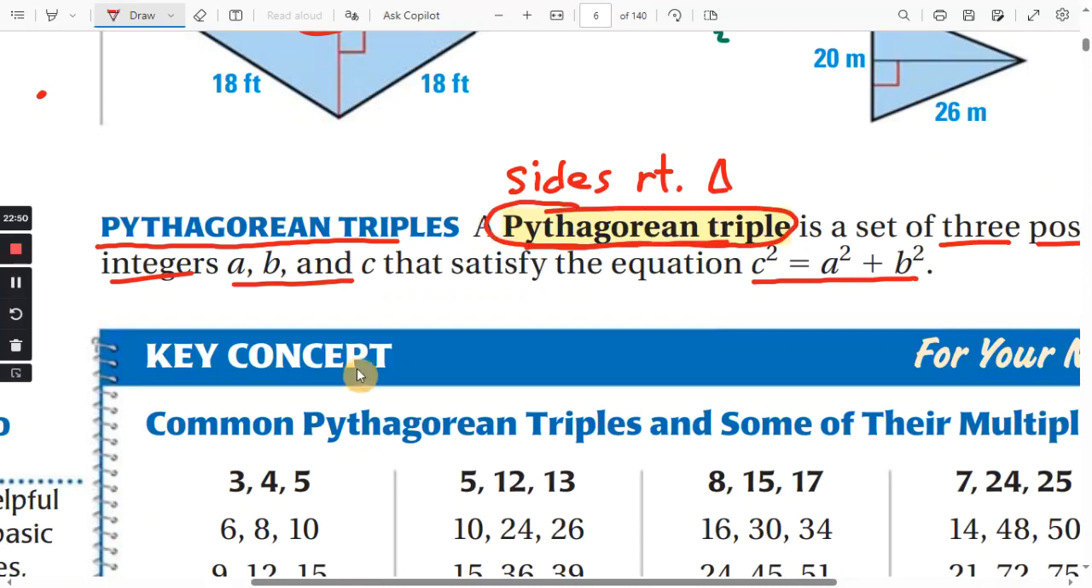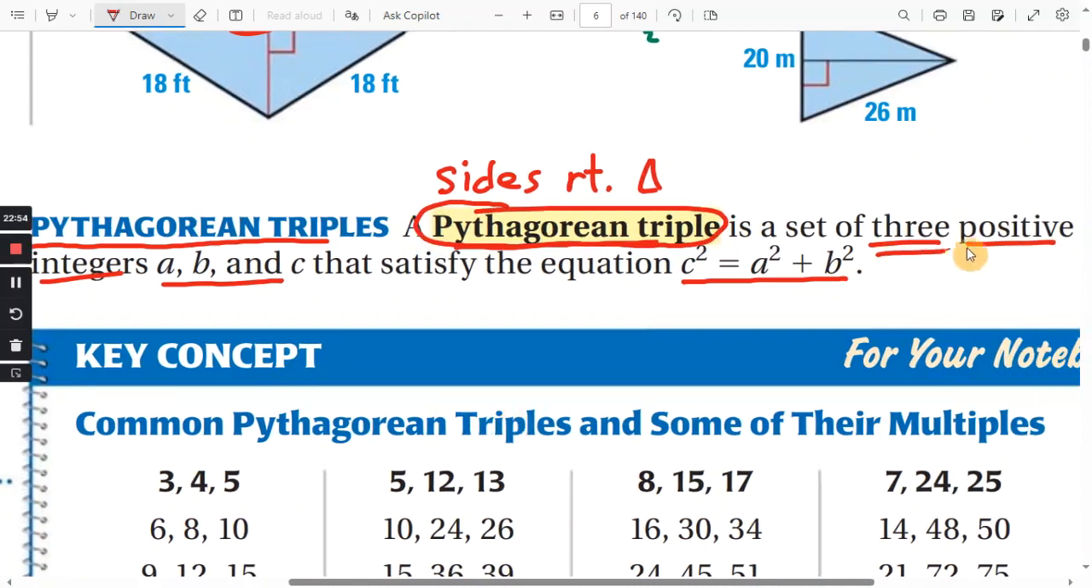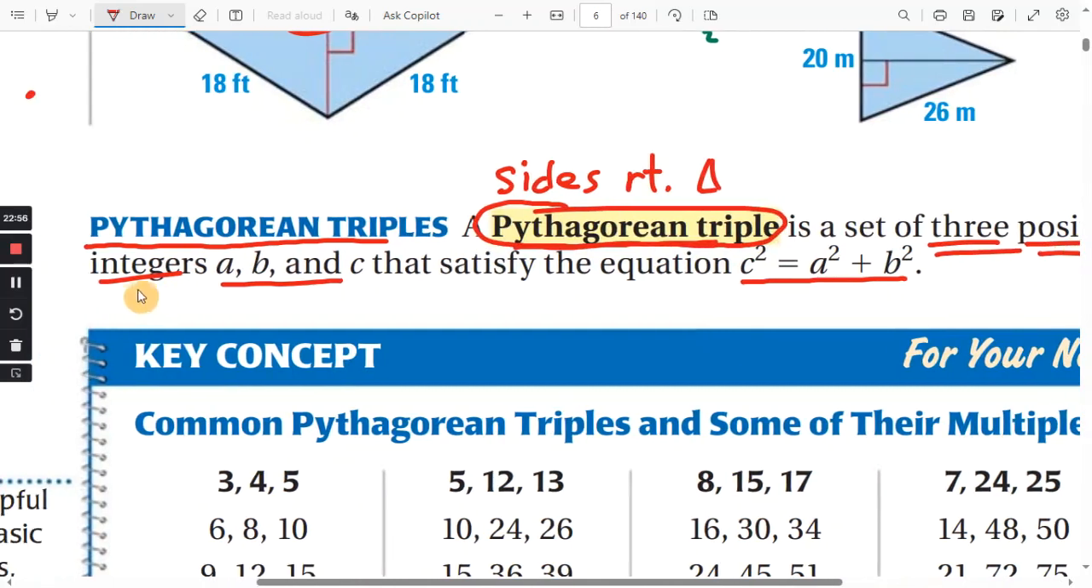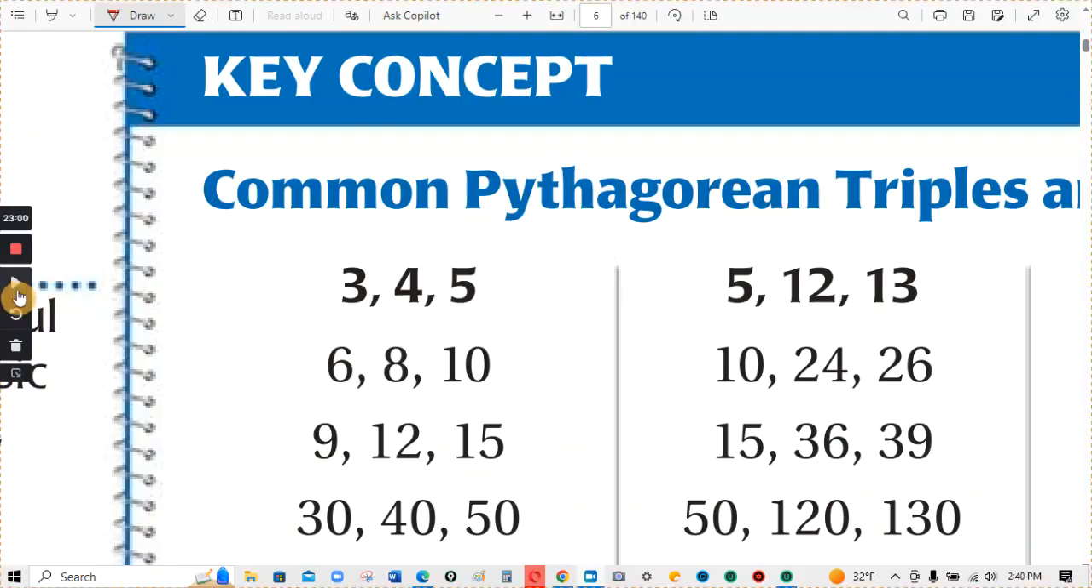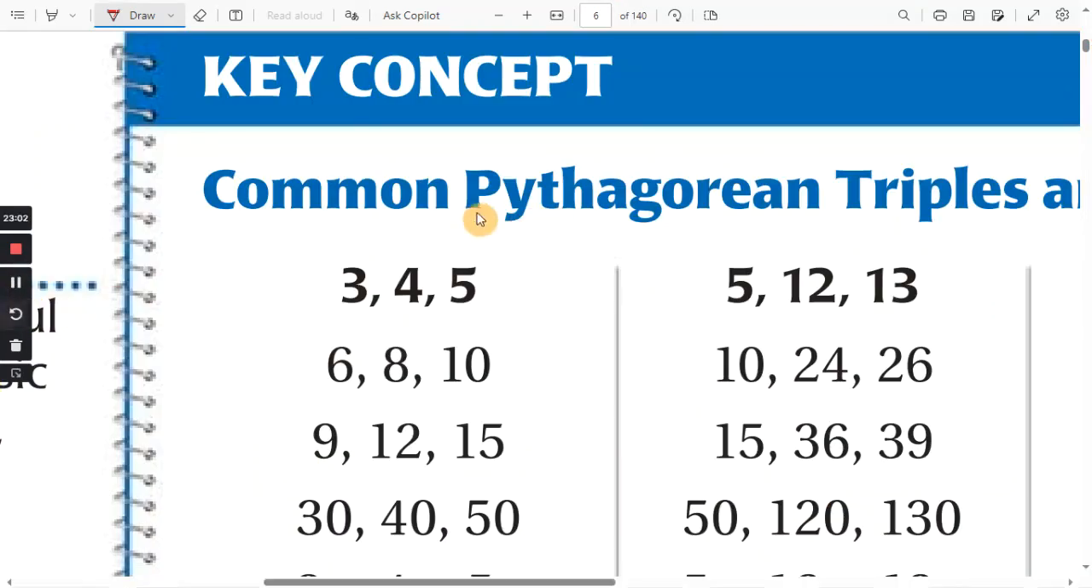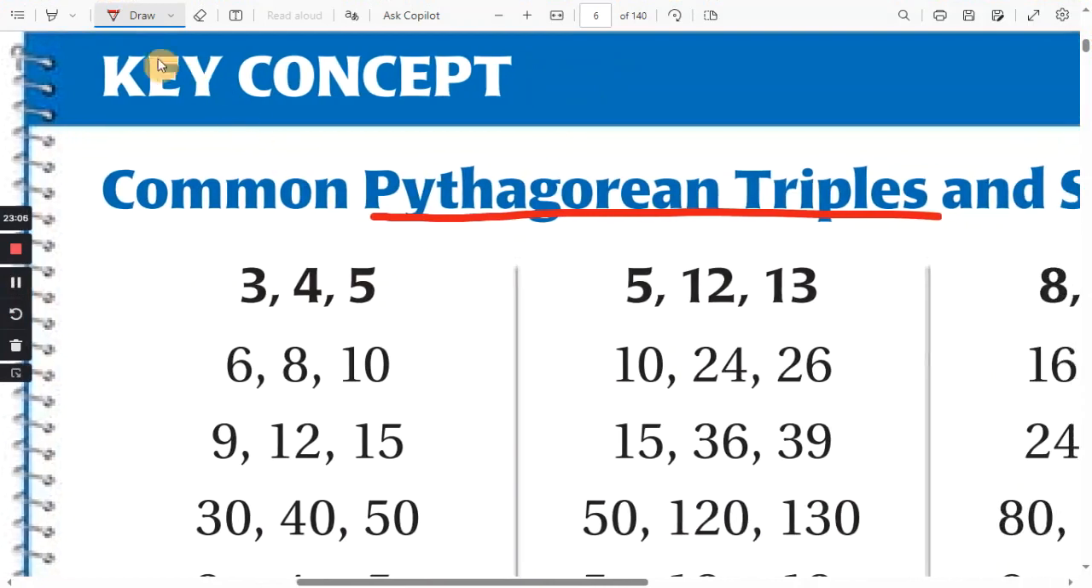However, they can't be radicals or fractions or decimals. They have to be 3 positive integers. So here is a chart with some common Pythagorean triples. The most common one of all time is a 3, 4, 5 right triangle. The longest side is always going to be your hypotenuse. So the 5 is going to be your hypotenuse.